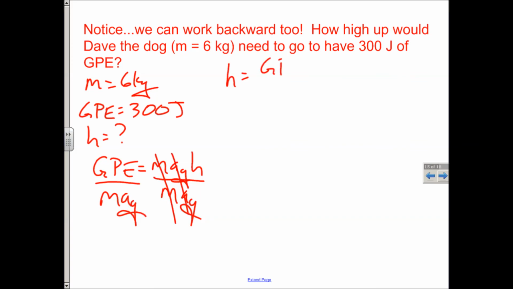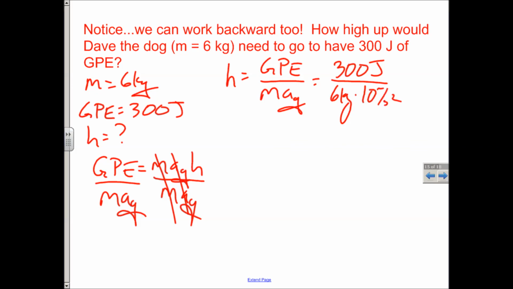All right, and plug in your numbers. The GPE is 300 joules. Mass is 6 kilograms. Acceleration of gravity is 10 meters a second squared. Okay, right now pause the video and type that into your calculator and see what you get. I am going to assume that you've now done that. So when you do this, the answer, if you figure it out, turns out to be 5 meters.